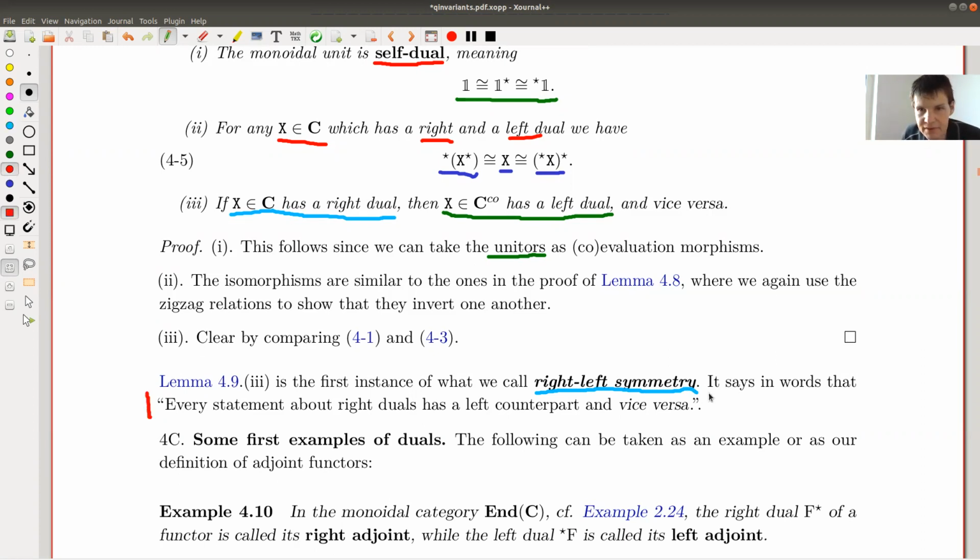So this is kind of a crucial thing. It's easy to observe, but it's crucial to keep in mind. There's a left and right symmetry. Every statement has some equivalent statement on the left-hand side. Every right statement has some equivalent statement on the left-hand side, and vice versa.